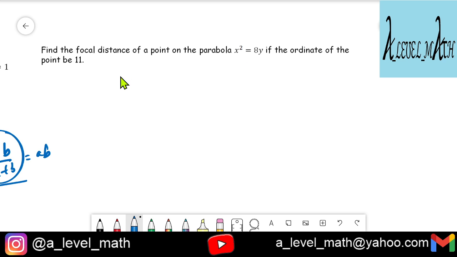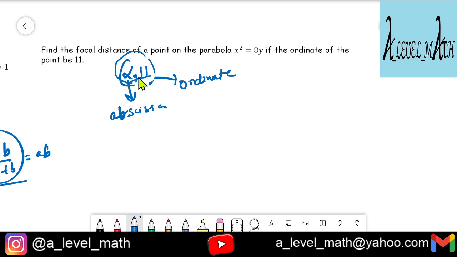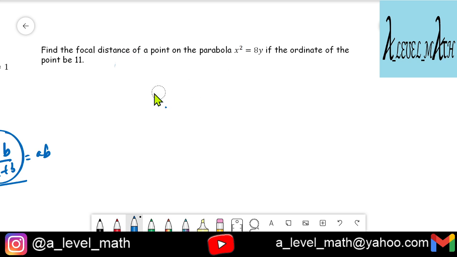So that means, remember ordinate, what is ordinate? If I take a point alpha comma beta, then alpha is known as the abscissa, and beta is known as the ordinate. So here they are saying that the ordinate is already known to be 11. Now we have to figure out this point. That means we have to find out the value of alpha. So let's assume that our point is alpha comma 11.